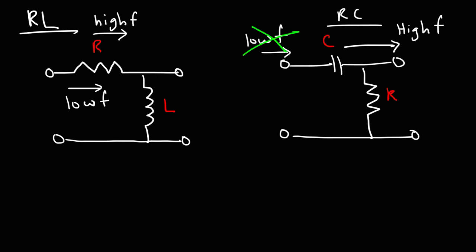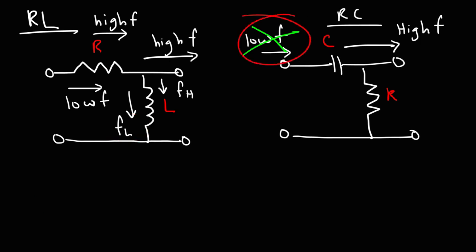Now the inductor allows low frequency signals to pass through it. So I'm going to write FL for low frequency signals. However, the inductor blocks high frequency signals, which I'm going to write FH for. So the high frequency signals have no choice but to go to the output. So we can see why this is a high pass filter. It allows the high frequencies to pass through to the output while attenuating the low frequencies. And the same is true for that circuit.